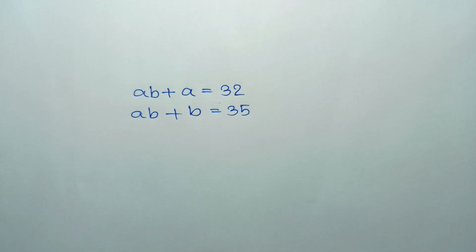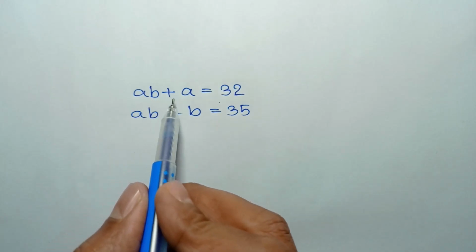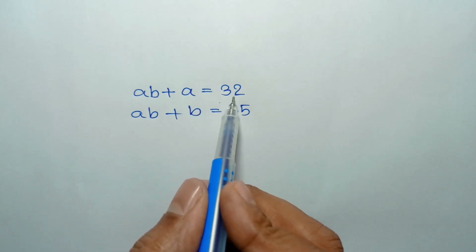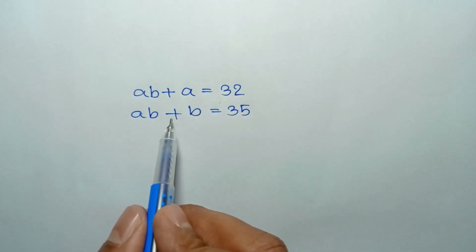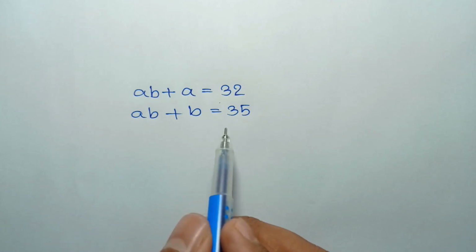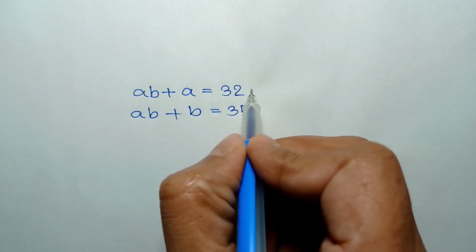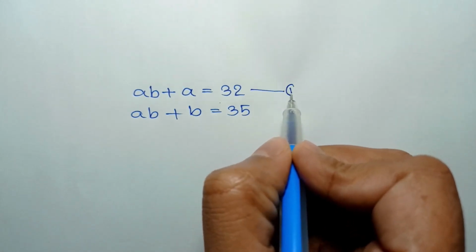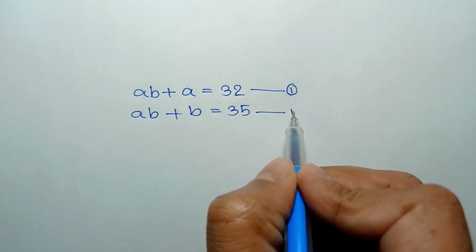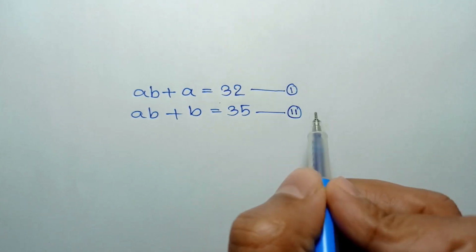Hi everyone, in this video I am going to show how to solve this system of equations: AB plus A is equal to 32 and AB plus B is equal to 35. Let's call the first equation number 1 and the second equation number 2.